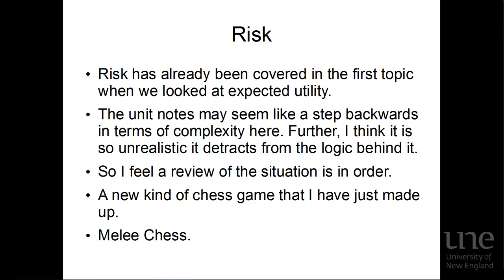The mechanics of things. Risk has already been covered in the first topic, and if we just look at the previous slide, the second point there, what do we do when outcomes are probable rather than certain? Risk. Risk has already been covered. The unit notes may seem like a step backwards in terms of complexity here. They go back over some of it in a much more simple way than we worked up to in the first issue. But I think it's unrealistic, and some of the unit notes are actually, I think, a bit too unrealistic and detract from the logic behind it, so I've had to come up with a few different examples.